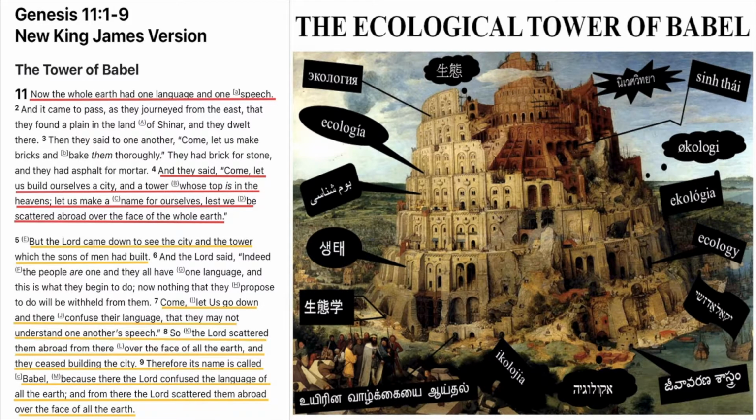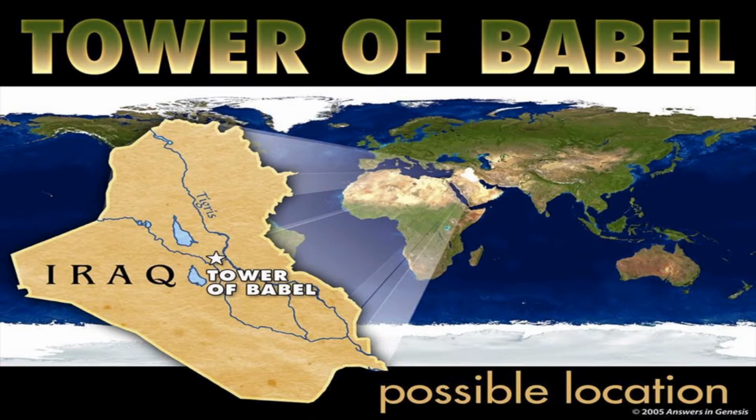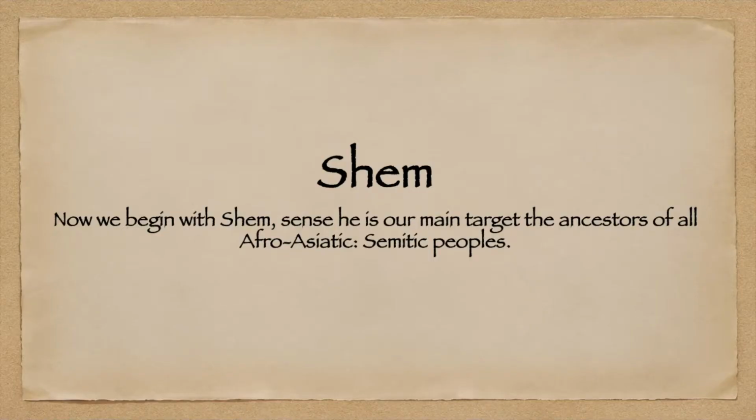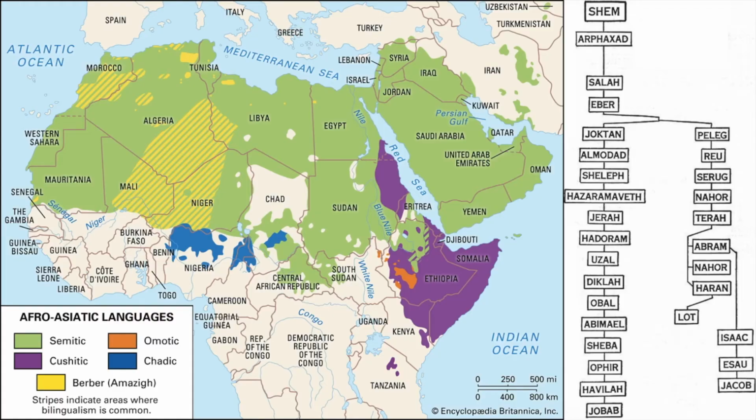And here's just a good, interesting representation of all the languages that would have just popped out from the Tower of Babel. But the Tower of Babel likely would have been in modern day Iraq, somewhere near the Euphrates and Tigris rivers. And now we begin with Shem. Since he is our main and first target for the ancestors of the Afro-Asiatic Semitic peoples, he's the main person we gotta look at. Remember, according to the genealogy, the Israelites descend from Shem. This is a paternal lineage, and they would be an Afro-Asiatic Semitic people.